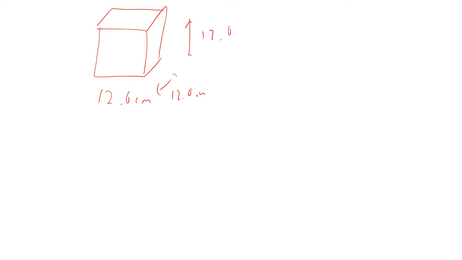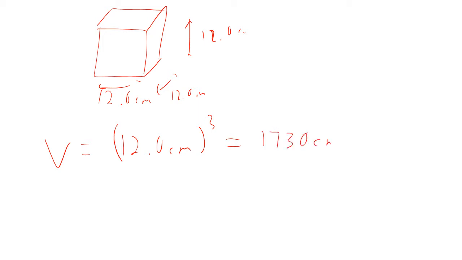So imagine we have a cube, and the cube is 12.0 centimeters, 12.0 centimeters, 12.0 centimeters. Okay, and I want to know the volume. Well, that's going to be 12.0 centimeters cubed. Okay, and so that's going to be equal to 1730 cubic centimeters, using our rules for significant figures.